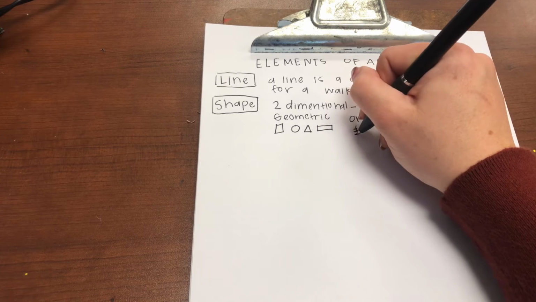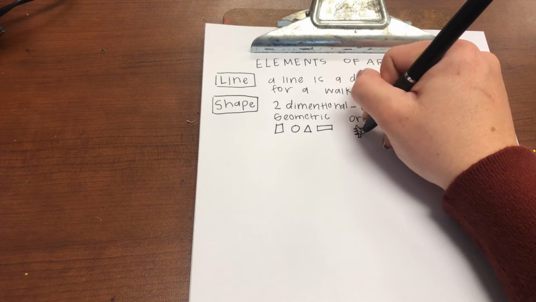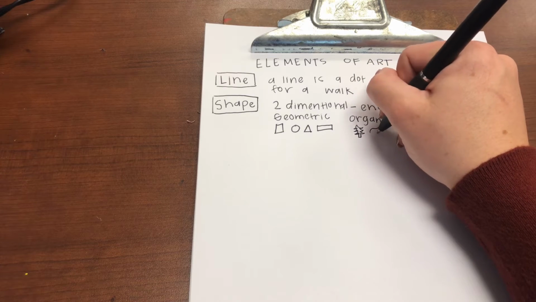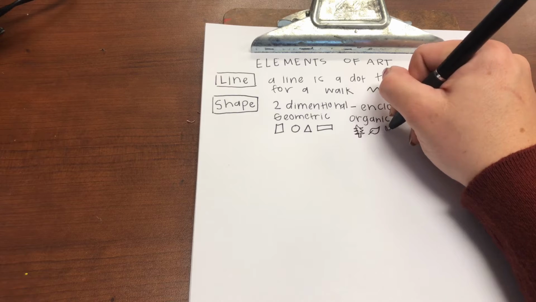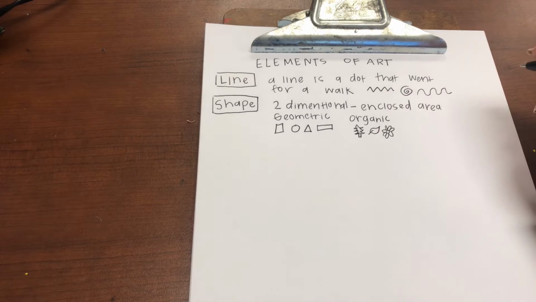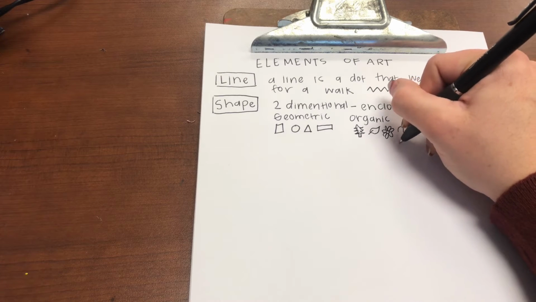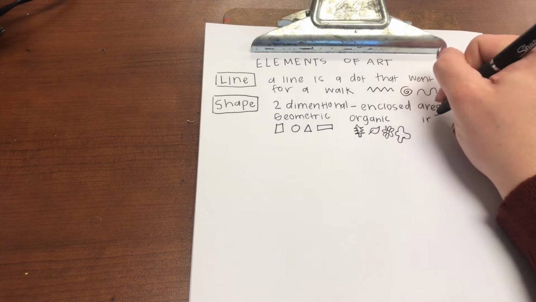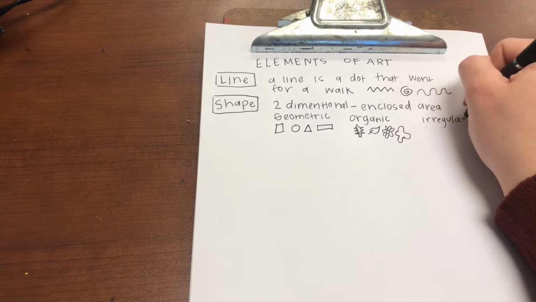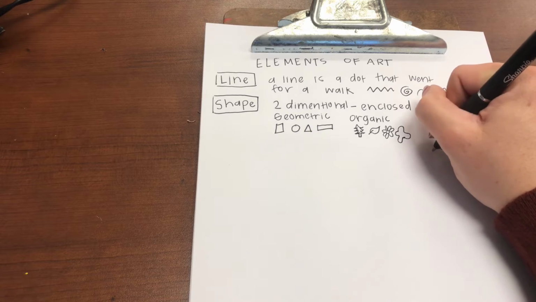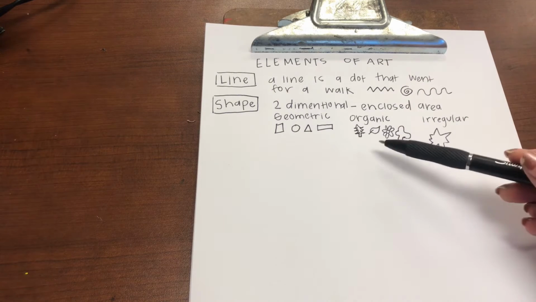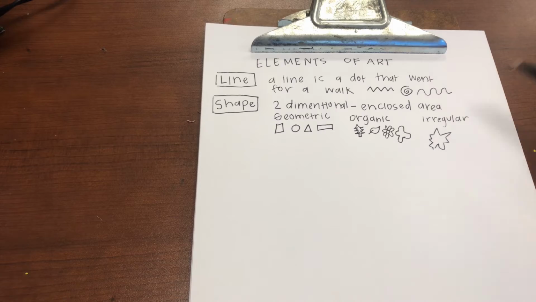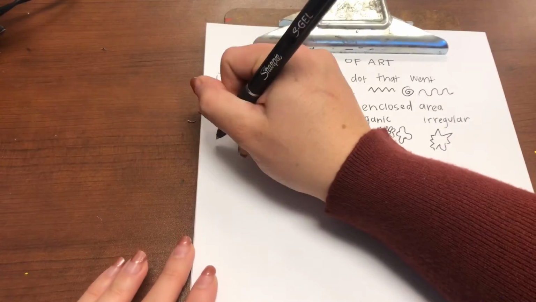So it could be a tree, a leaf, or a flower. Anything found in nature, or even a squiggly line like this, is organic. Or you also have regular, which is a mix of both. It's more like a shape, but that's very similar to organic, and you could count that as organic as well.